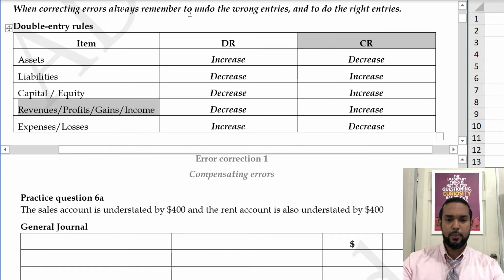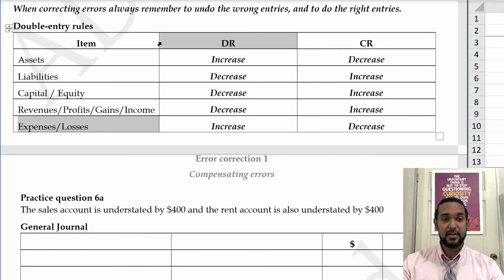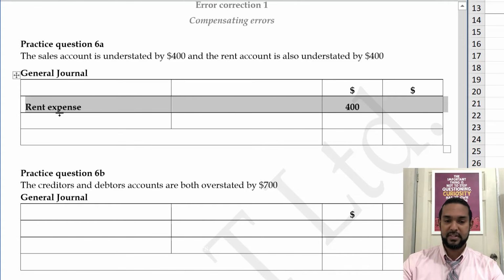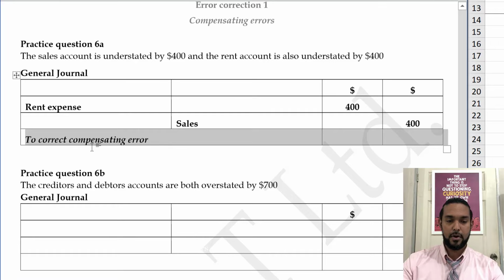And similarly, with rent, rent is an expense. Expenses have debit balances. If it's too low, how do we fix that? We have to debit rent. So we're going to debit rent and credit sales. So let's take a look. In the first case, we're going to debit rent expense for 400, and we're going to credit sales for 400, and this is to correct a compensating error.